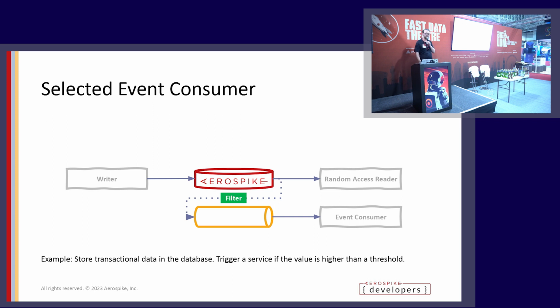Next one is a selected event consumer. It's not that different. We just added a filter over there. You are logging a series of events that are happening in your system, and you only want to notify the user if that value is higher than a threshold. If the transaction is higher than £5,000, you want to do some additional checks, so you can send it to an event, so you can check it in a different way.